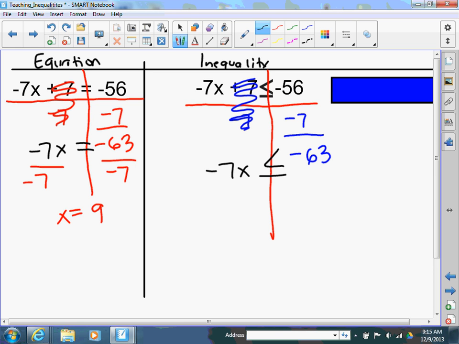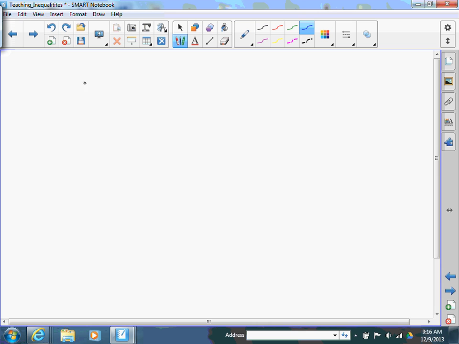In an inequality, anytime you have a negative with the variable, see how the negative is with the variable? Yes? The negative is with the variable. You're going to flip the symbol. So I want you to write that down. Go to a new clean piece of paper.